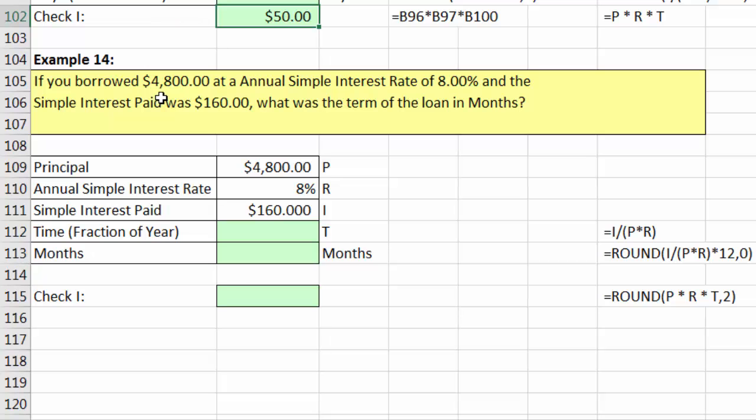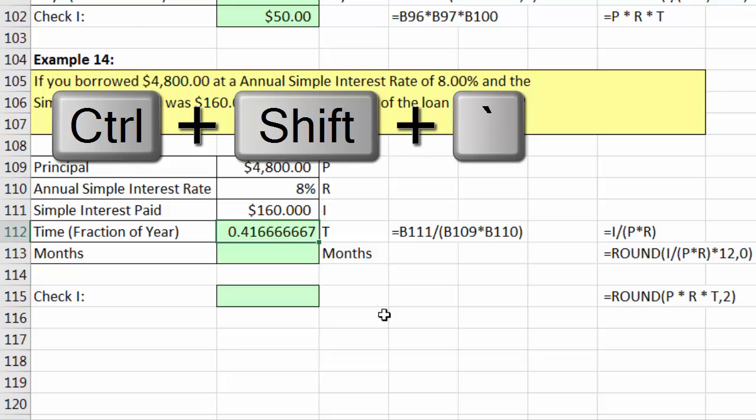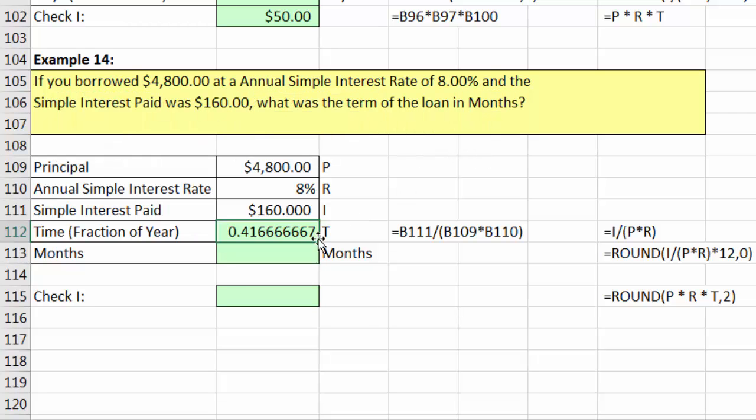All right, example 14. If you borrowed $4,800 at an annual simple rate of 8%, and the simple interest paid was 160 bucks, what was the term of the loan in months? Well, fraction of a year equals, in the numerator, that's the total interest, divided by, and there's three parts. Since we're solving for time, I'm going to, in the denominator, take principal times rate, close parentheses, and enter. 42 pennies. I'm going to click there and Control-Shift-tilde, grave accent. Wiped away the number formatting. That will be our fraction of a year.